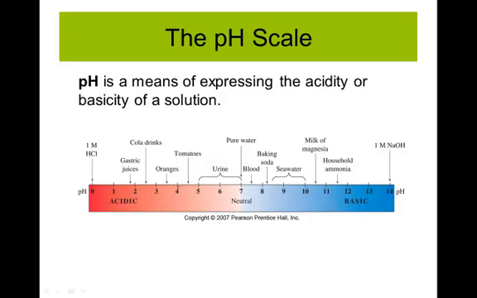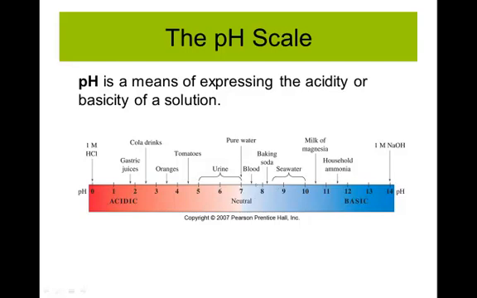It goes from 0 to 14. And anything below 7, those are considered acids. Anything above 7, those are considered bases. So on either end of the spectrum, this would be the very strongest acid. Over here, this would be the strongest base. And as we get closer to the middle, that's neutral.